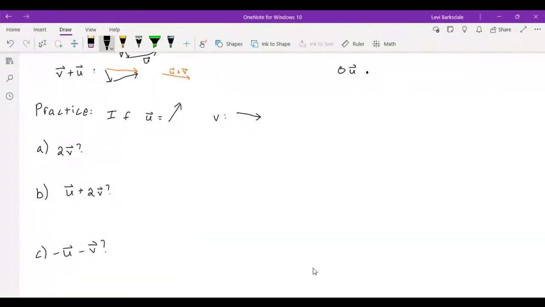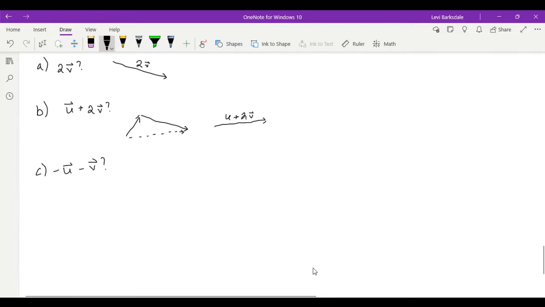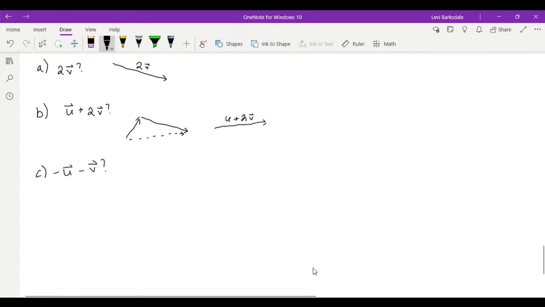All right, let's go over this one. 2v, we just take the vector v and make it twice as long. u plus 2v, we can take our original vector u, and we've already found what 2v is, it's that. So then our resulting vector would be this one, and it looks something like that. Of course, all these distances are approximate because I'm not that great of an artist, so there you have it.